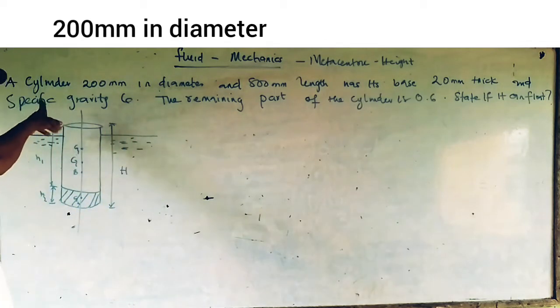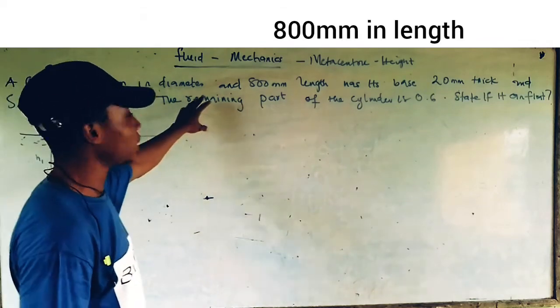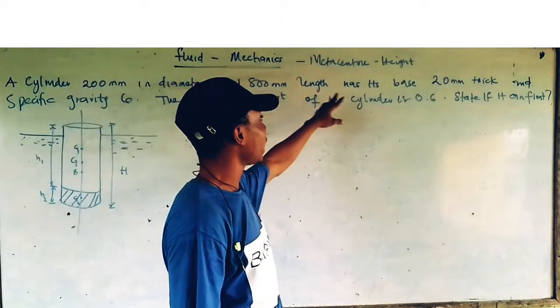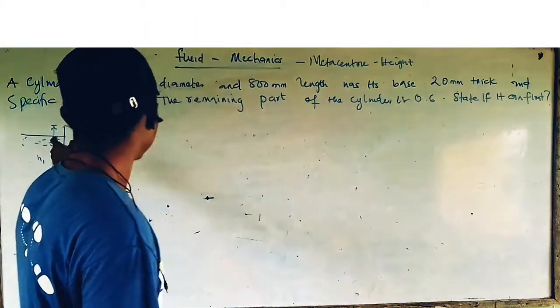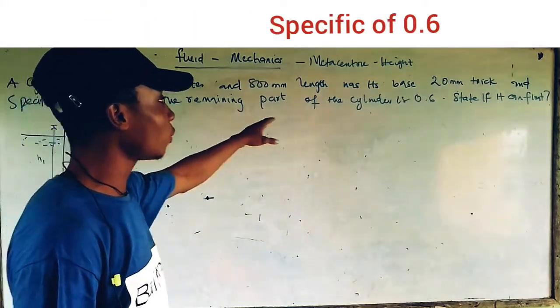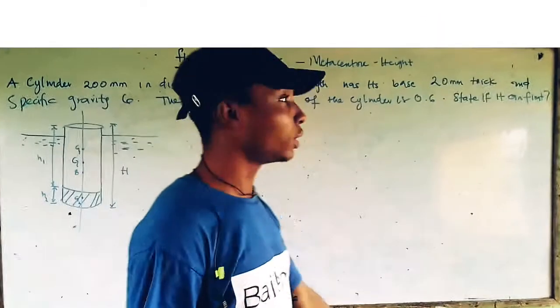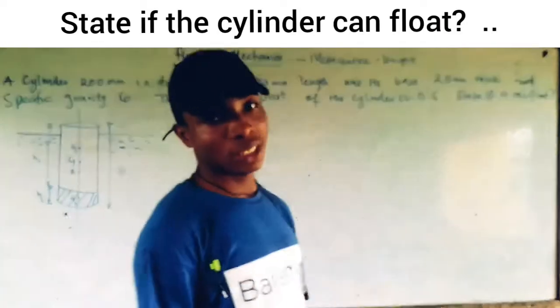They said a cylinder of 200 mm in diameter and 800 mm in length has its base to be 20 mm thick and specific gravity of 6. The remaining part of the cylinder is of specific gravity 0.6. State if it can float.